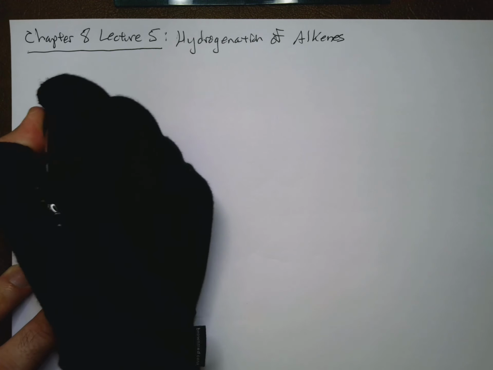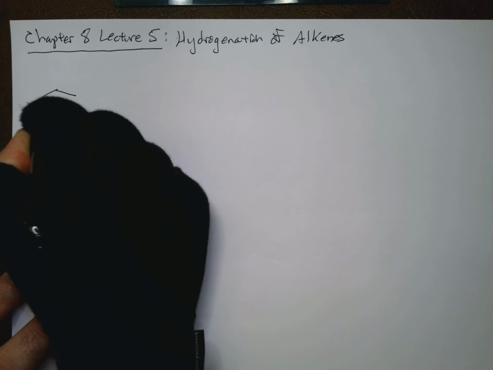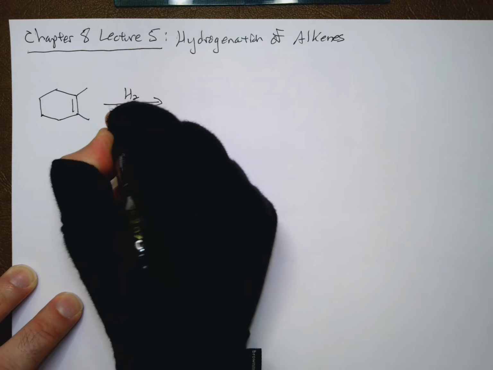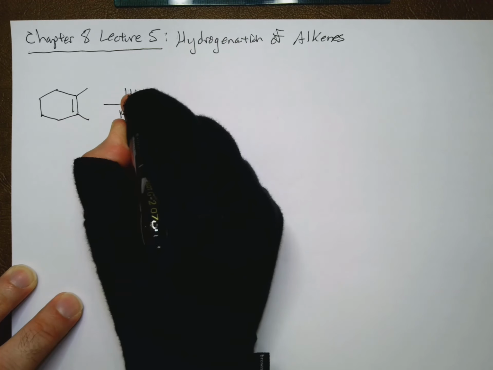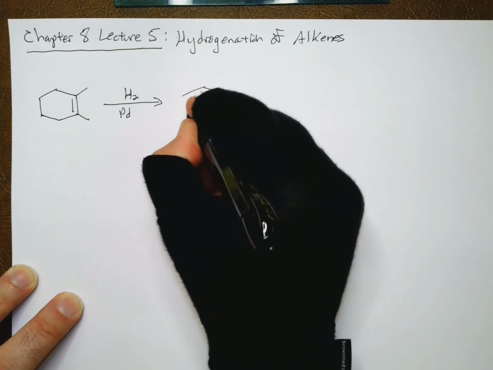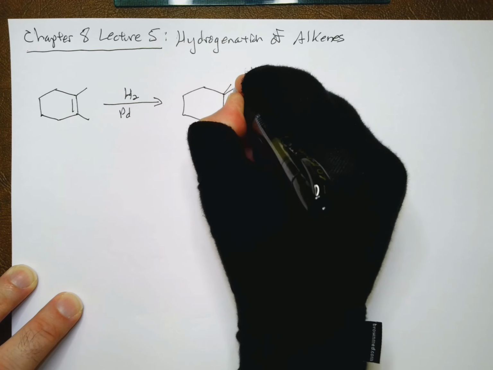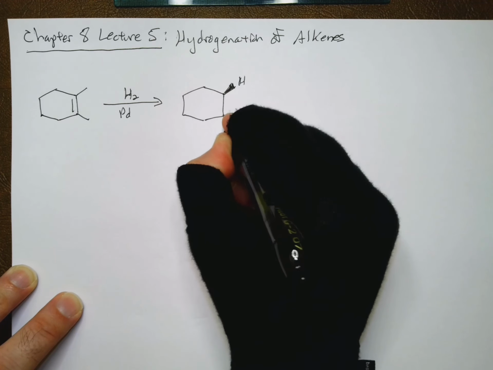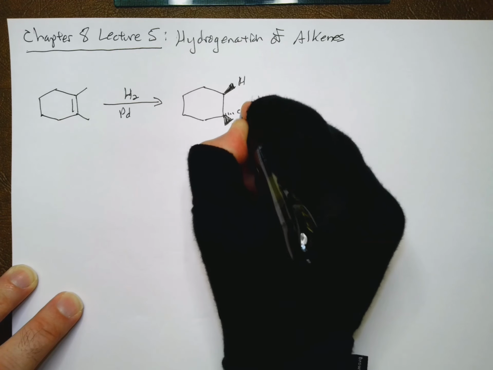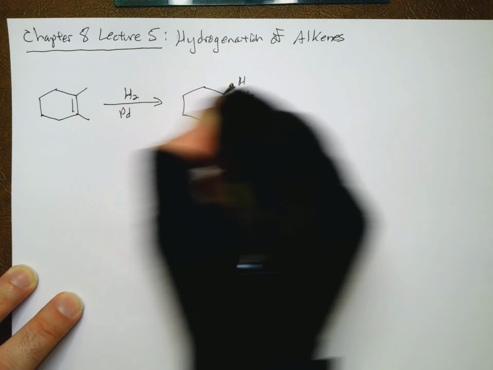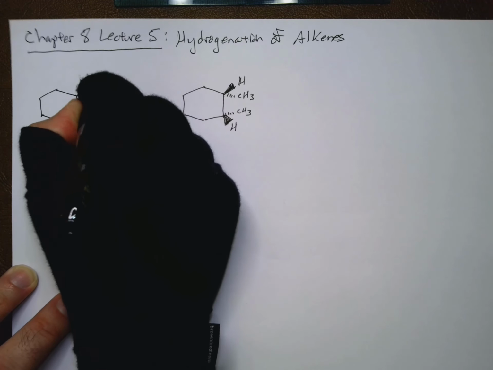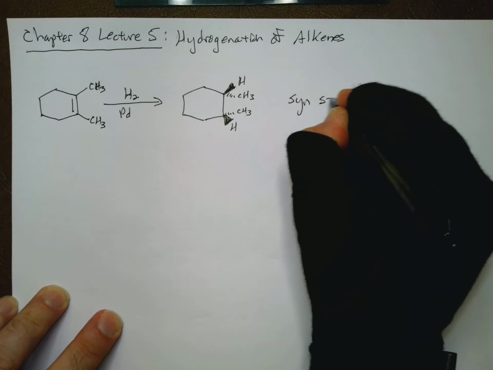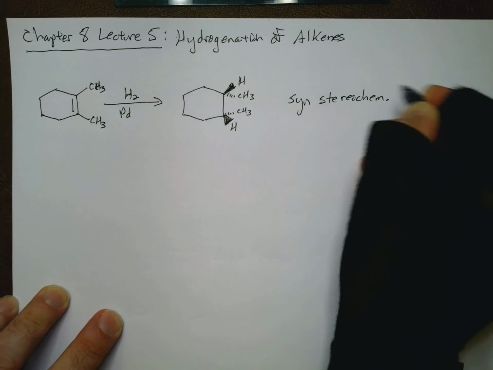So let's go ahead and draw out an example here. I'm going to use this cyclic system because I want to illustrate one of the key points of hydrogenation. I'm going to label these methyls here so you don't get too confused. A little confused is okay, but this is a syn stereochemistry. So we have a syn addition.